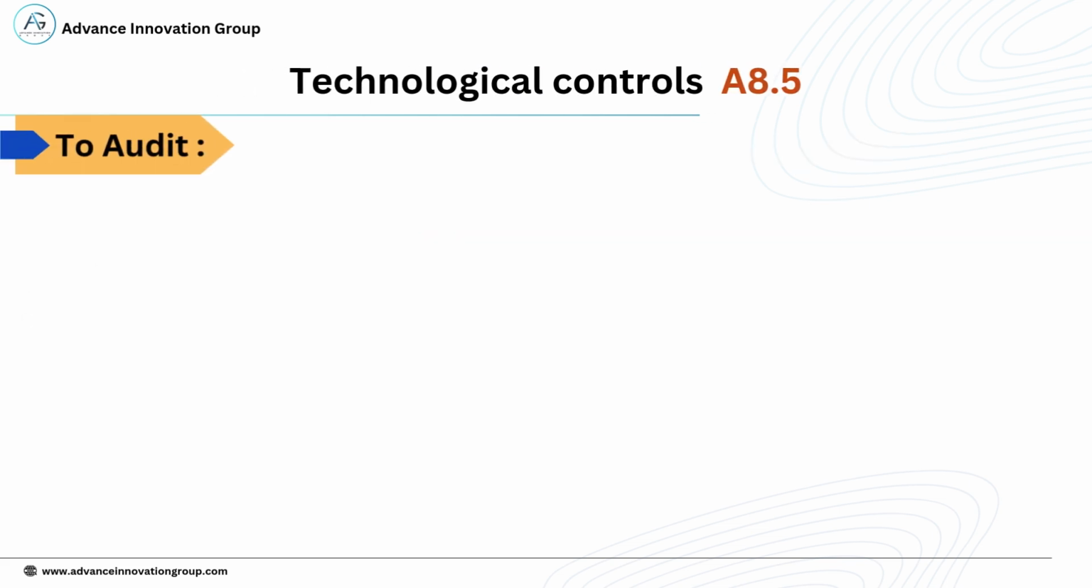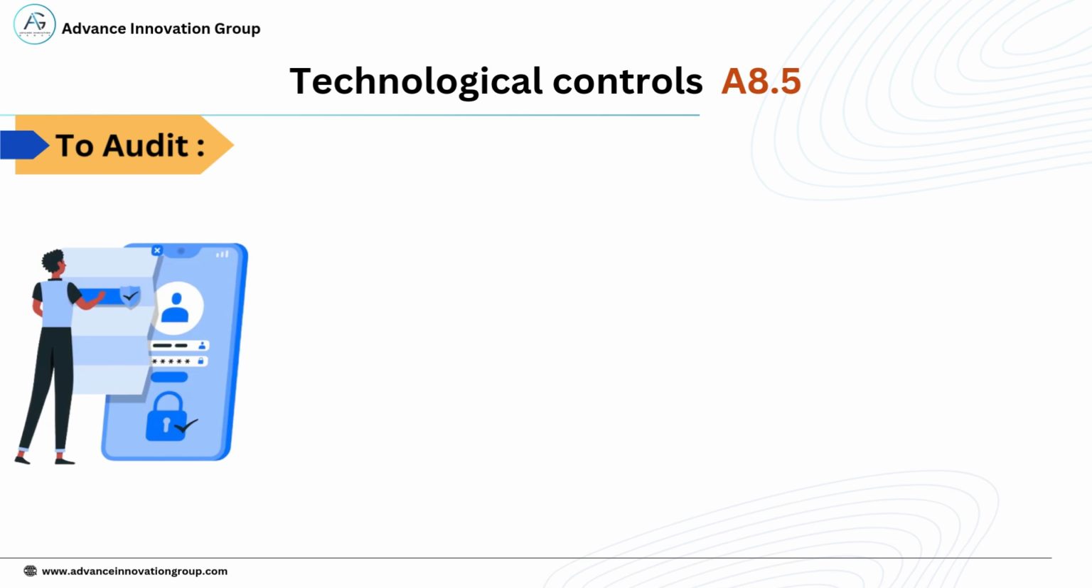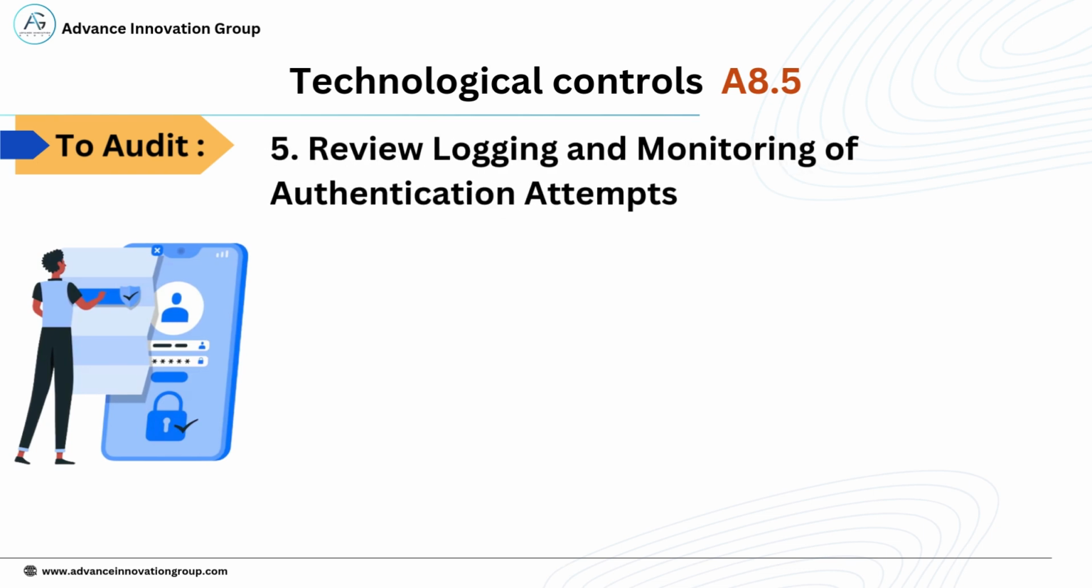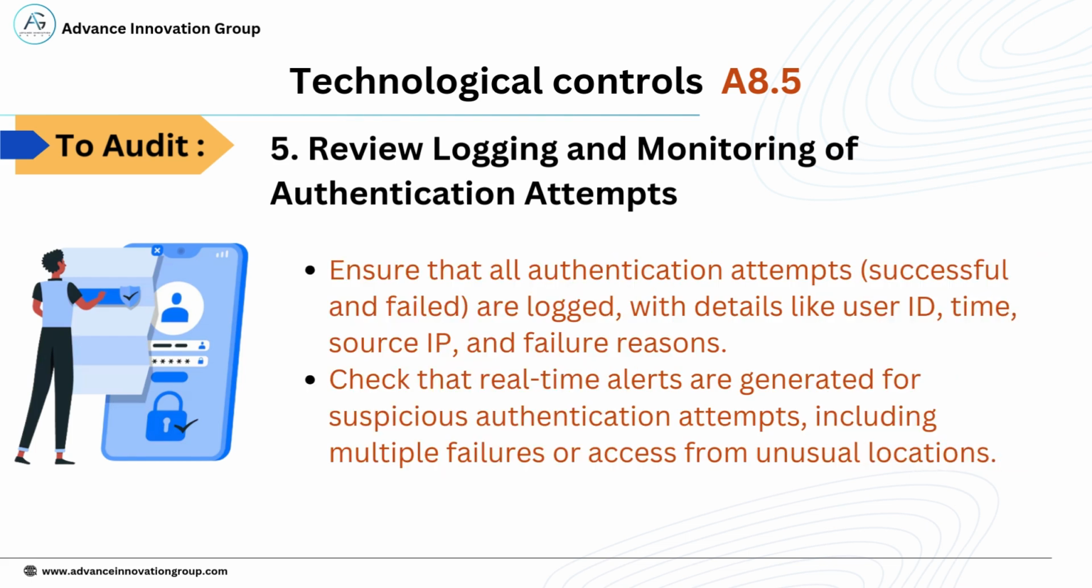Technological controls A 8.5. To audit 5. Review logging and monitoring of authentication attempts. Ensure that all authentication attempts, successful and failed, are logged with details like user ID, time, source IP, and failure reasons. Check that real-time alerts are generated for suspicious authentication attempts, including multiple failures or access from unusual locations.